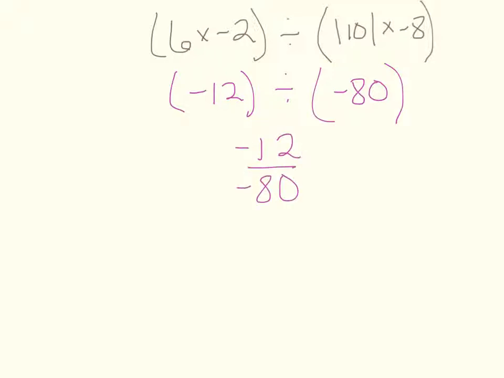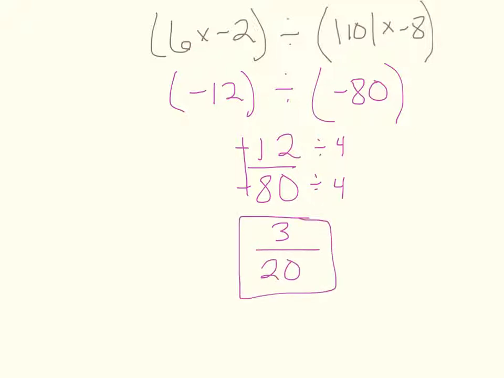Negative 12 divided by negative 80. We've got 2 negatives. We can go ahead and cancel those. And then reduce it if you can. In this case, both of those can be divided by 4. So 12 divided by 4 is 3. 80 divided by 4 is 20. So 3 over 20 would be your final answer.